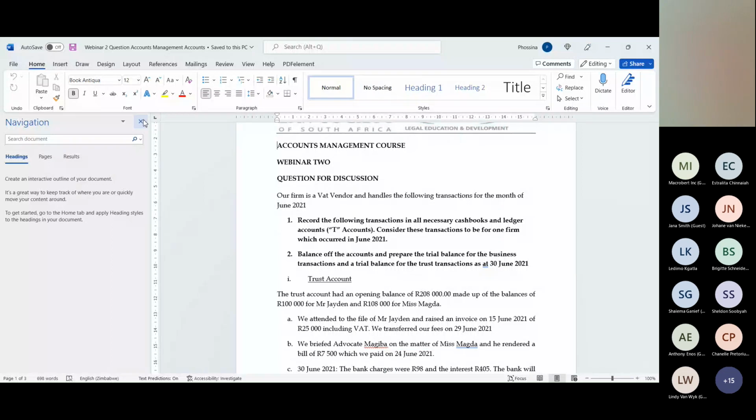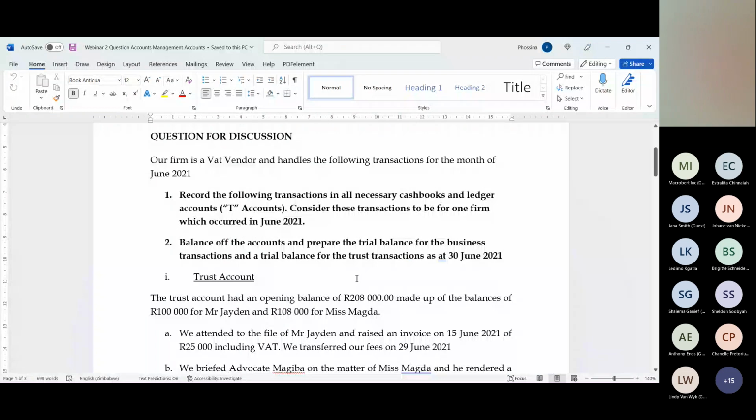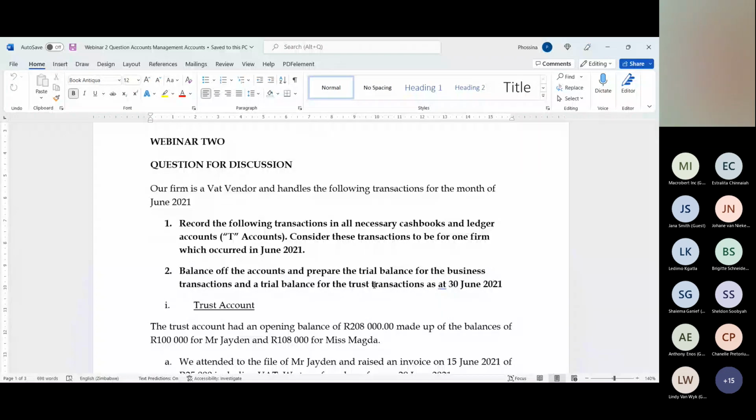Okay, so this is our question that we are going to discuss. Our firm is a VAT vendor and it handles the following transactions for the month of June. You should forgive us, we made an error of mentioning January, while we gave transactions for May. I want to thank you, most of you adhered to answering in May.